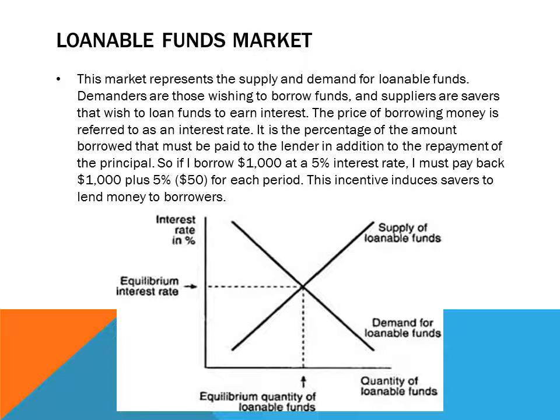This incentive induces savers to lend money to borrowers. In the diagram below, the supply curve represents our quantity of loanable funds that are supplied at each interest rate. The demand curve represents the demand by, again, firms and households for loanable funds at each interest rate. And the point at which the supply curve intersects the demand curve will determine the equilibrium interest rate and the equilibrium quantity of loanable funds traded in the market.